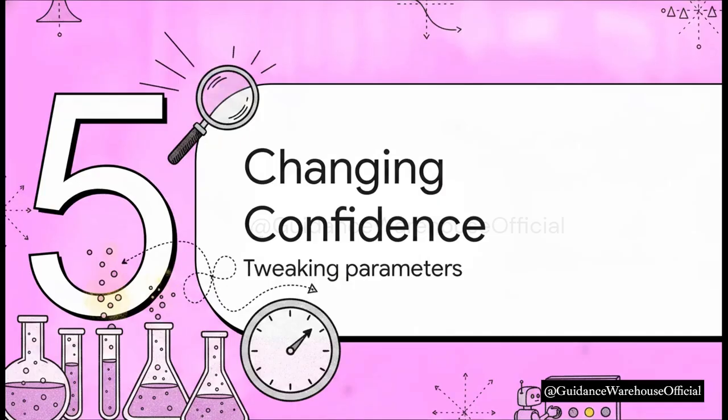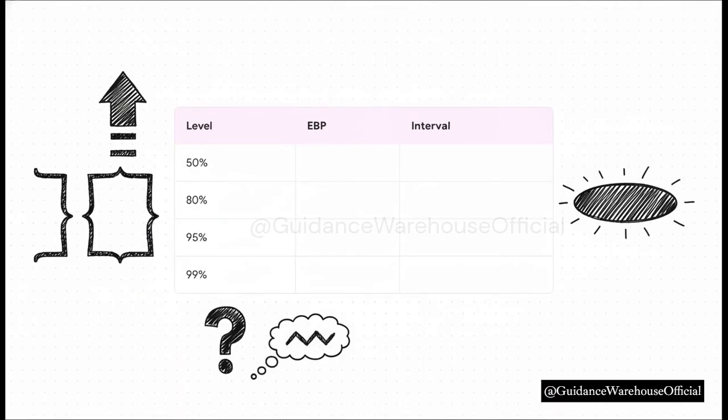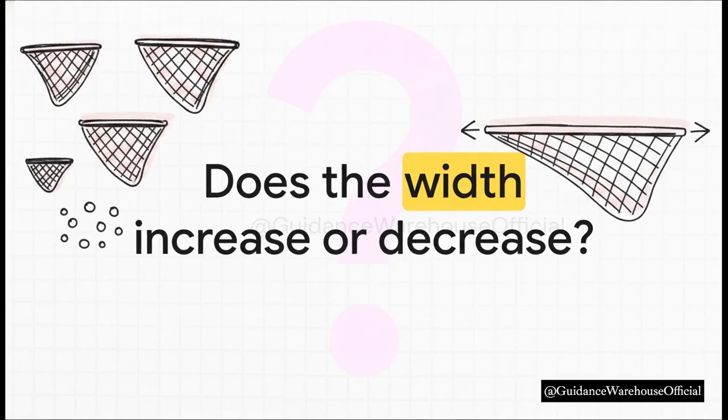Section 5. Changing confidence. Okay, what happens when we tweak the parameters of our experiment? Imagine constructing intervals for 50%, 80%, 95%, and 99% confidence levels. Before I tell you the answer, I want you to predict something. As we move from a low 50% confidence up to a near certain 99% confidence, what do you think is going to happen to the size of the error bound? Does the width of the interval increase or decrease?